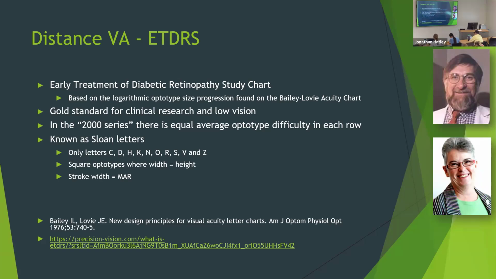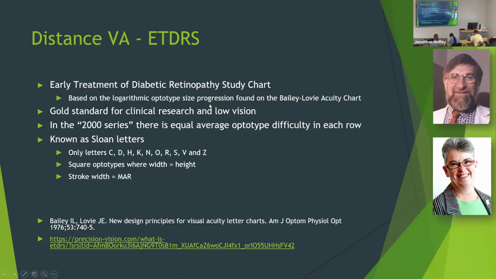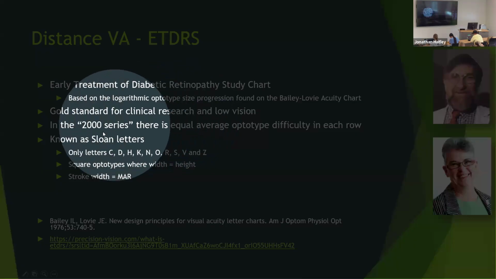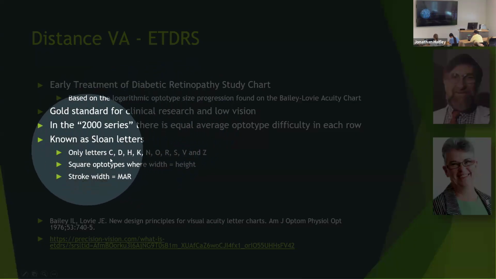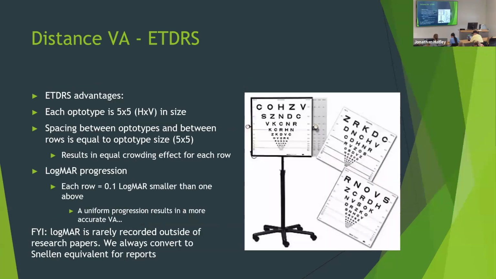The first chart that was introduced with a logarithmic optotype size progression, meaning a uniform progression down the chart, was the Bailey-Lovie chart. Then the Early Treatment of Diabetic Retinopathy Study came along, and they took that chart and improved upon it. There are some other stats you can see down here. It has Sloan letters, for instance, and you can see approximately some of the letters that are used. The other things it has going for it are that the optotypes are square, their width is equal to their height, and again, just like before, the stroke width or the bar itself is equal to the MAR. That's nothing new. It's just the same with this ETDRS chart.